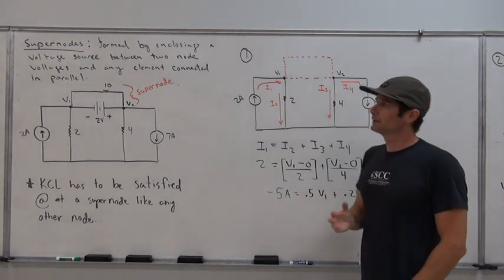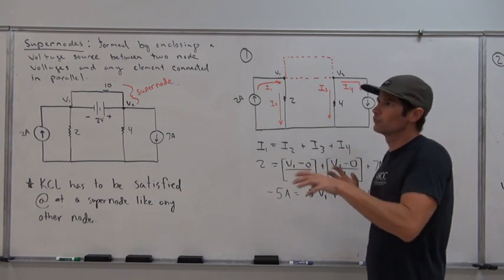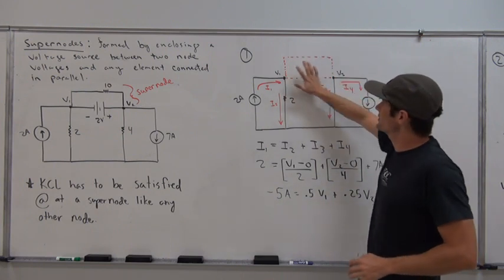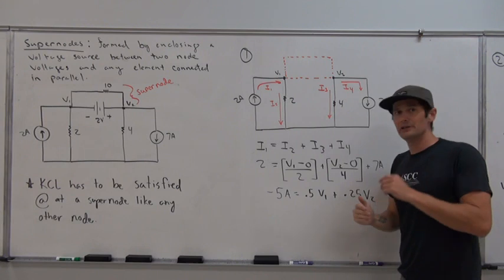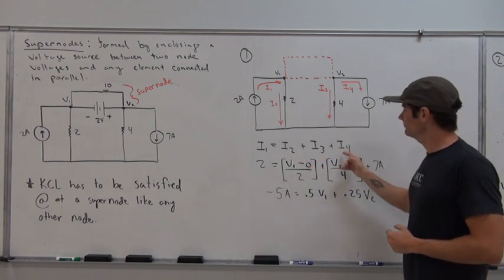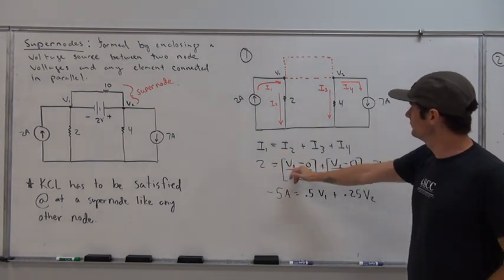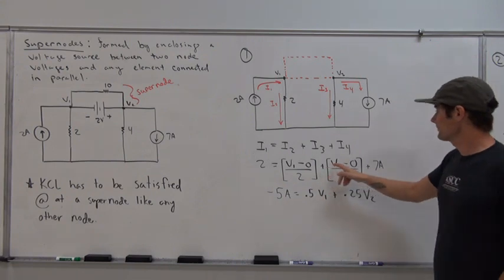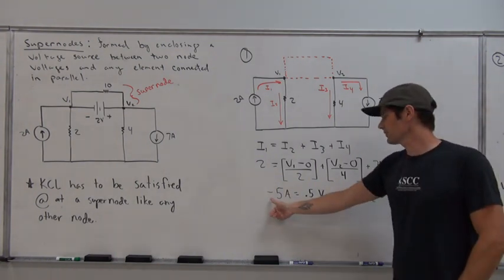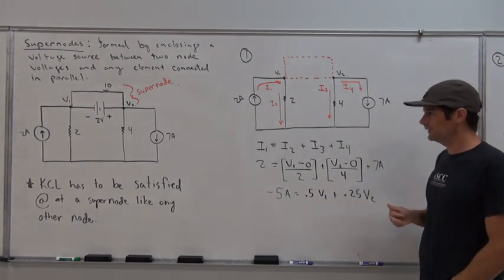But again, I want to stress that with the supernode, when we have that voltage source in between, we can't readily define the current through it. But at first, we're going to treat it as if it's just one single node. Okay? So if we apply KCL, then I1 is equal to I2 plus I3 plus I4. If I expand that by the current-voltage characteristics, we get 2 amps is equal to (V1 minus 0) divided by 2, plus (V2 minus 0) divided by 4, plus 7 amps. We move that 7 amps over to the other side and we get negative 5 amps, and that's equal to 0.5 V1 plus 0.25 V2.